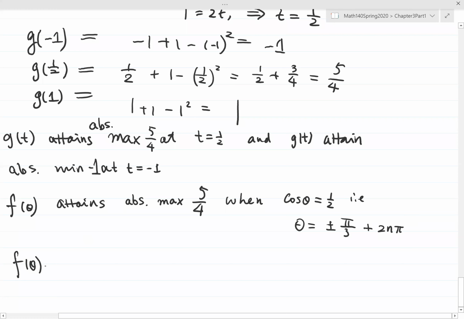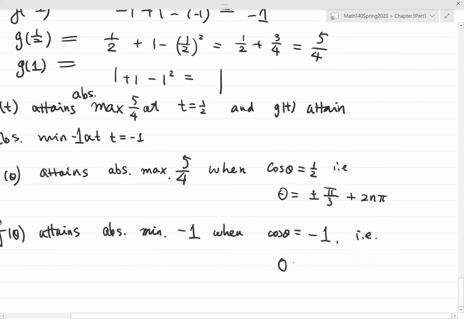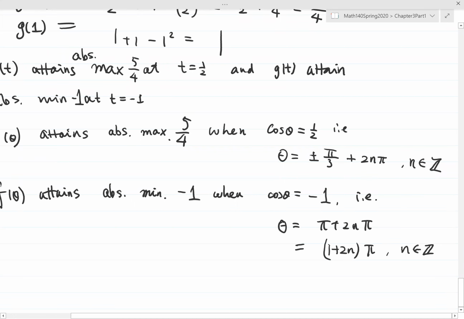Now f(theta) attains the absolute minimum, -1, when cosine theta is -1, since the function g(t) attains its absolute minimum when t is -1. So we let cosine theta be -1. Then theta is an odd multiple of pi, pi plus periodic 2n pi, so it's (1 plus 2n) multiple of pi. Here n is any integer. Okay, then we are done with this problem.